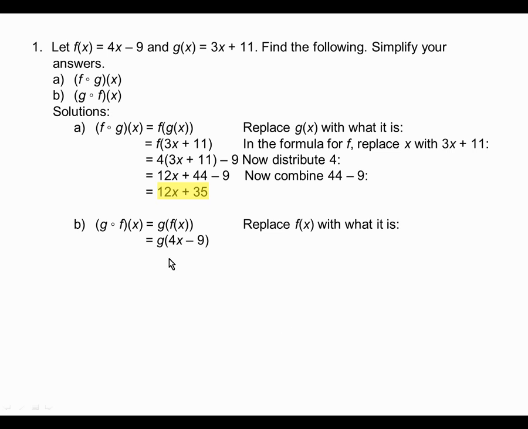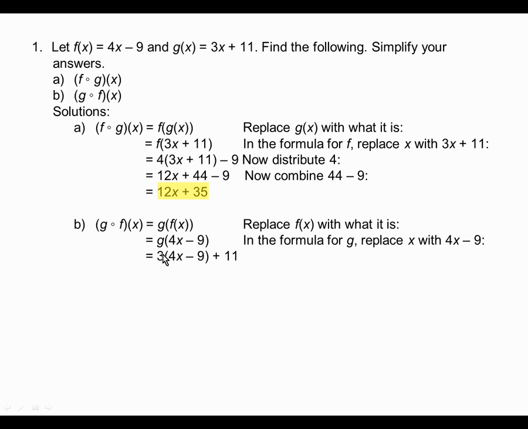Remember, this notation, g of 4x minus 9, means a formula for g. So back up here, replace this x with 4x minus 9. So that x right there gets replaced with 4x minus 9. So I'll have 3 times (4x minus 9) plus 11. So again, this expression in parentheses was the original x in the formula for g.